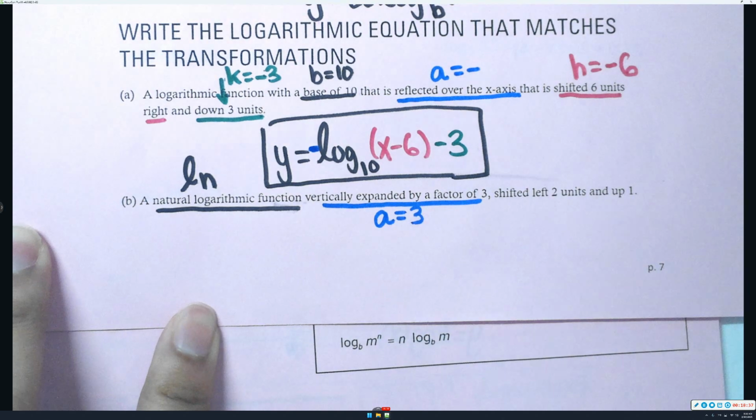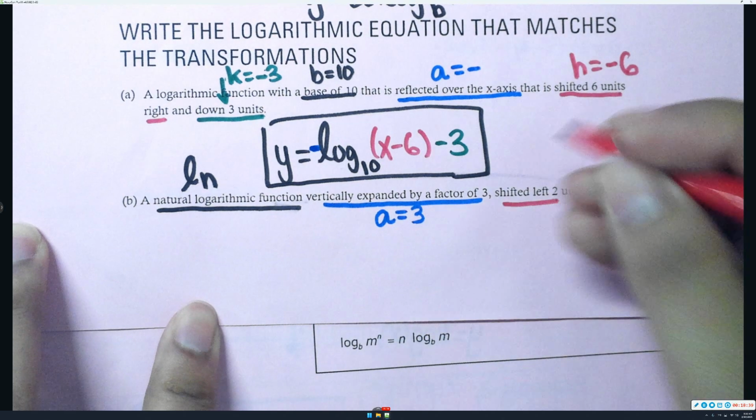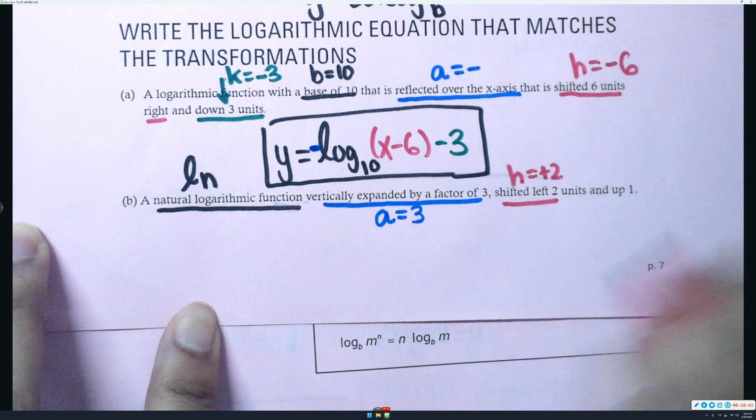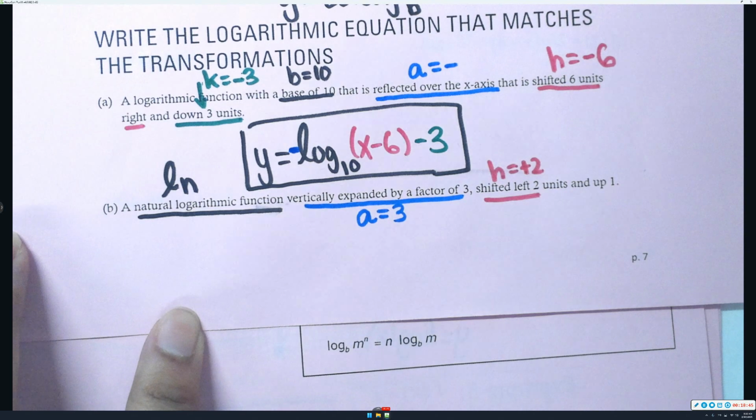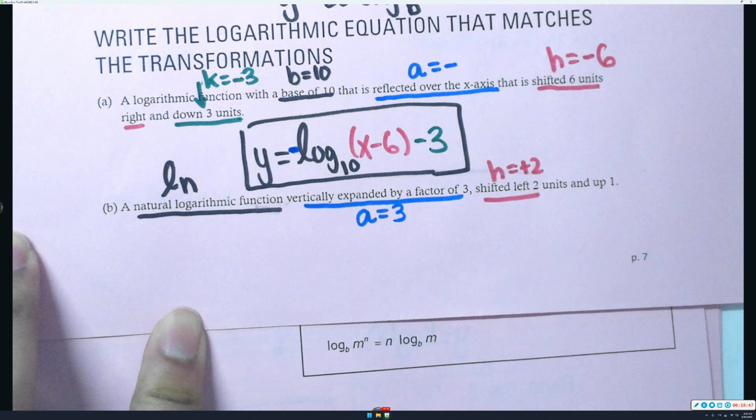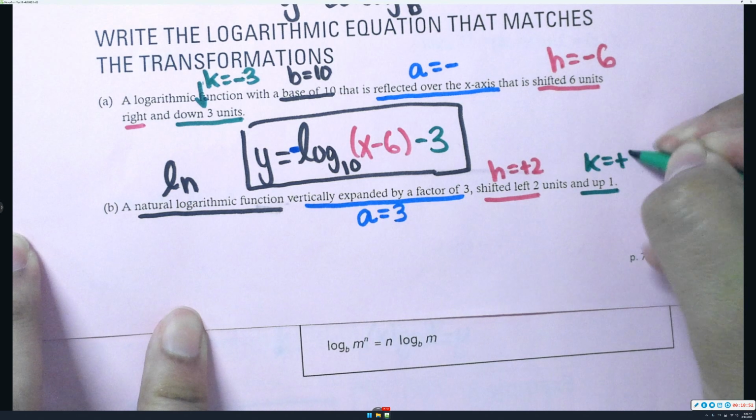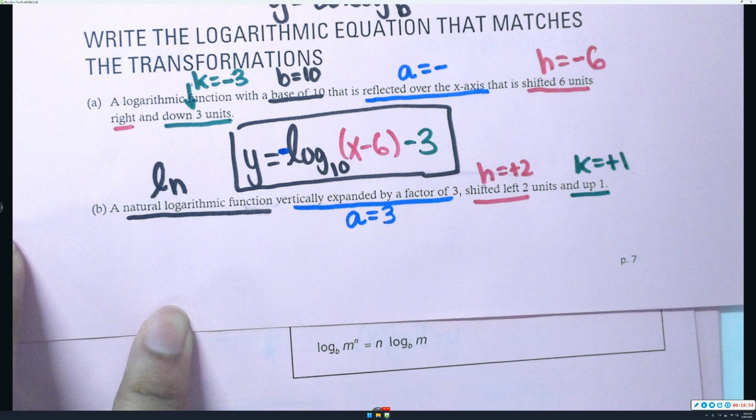Then it says shifted to the left by 2 units. So that means h equals plus 2, right? In order to go to the left, it needs to be a plus. And finally, it says up 1 unit. So you have k equals plus 1, correct? It will go vertically upwards.